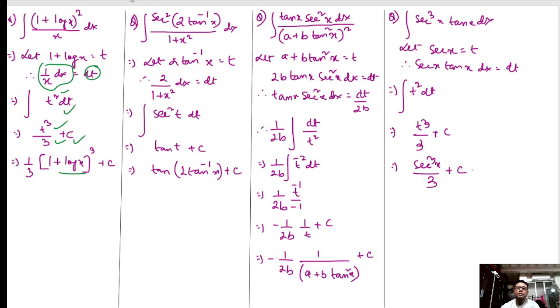Next is this sum. So let us take 2 tan inverse x as t. You have to know the differentiation properly. So the derivative of 2 tan inverse x gives 1 by 1 plus x square dx equal to dt. That means this is dt, and this is sec square t. The integration of sec square is tan t plus c, and putting the value of t, which is 2 tan inverse x.